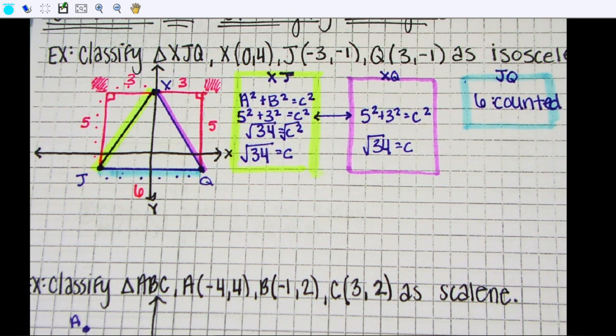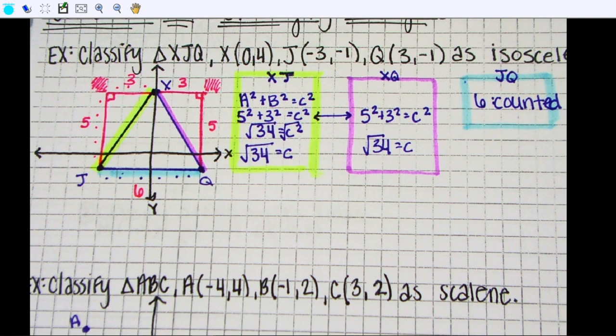That's it. Once you calculate all your side measurements, then you analyze the numbers that you got. So we got square root of 34, square root of 34, and 6. What kind of triangle is XJQ? Acute? Well, we don't know anything about the angles, so it can't be acute. It looks acute, you're probably right, but if we don't know the angle measurements, we can't assume the angles. We're classifying. Are we classifying by sides or angles? Sides.